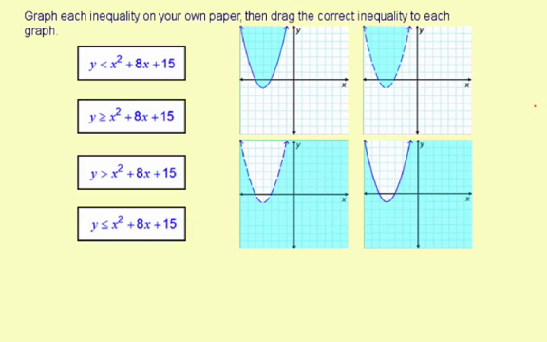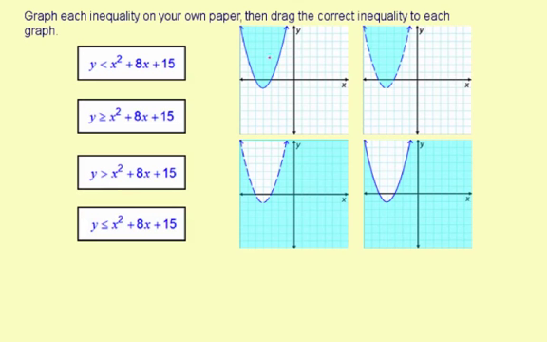Graph each inequality on your own paper, then drag the correct inequality to each graph. Now if you take a look at the inequalities and the graphs, you'll notice that the parabolas are all in the same exact location. And these inequalities look the same except for the greater than, less than, greater than or equal to, less than or equal to signs. So really, we don't even need to graph the parabola.